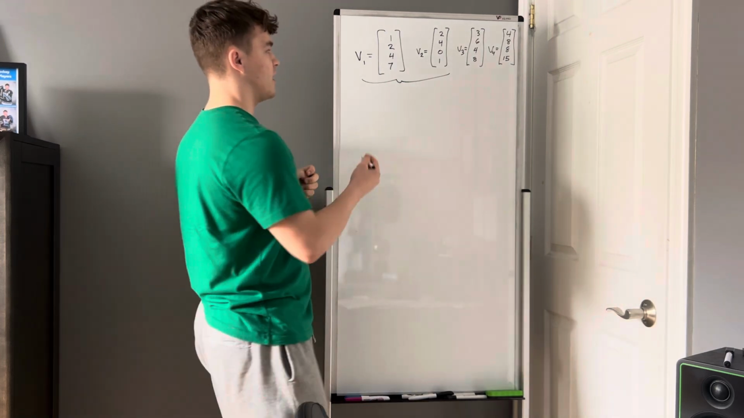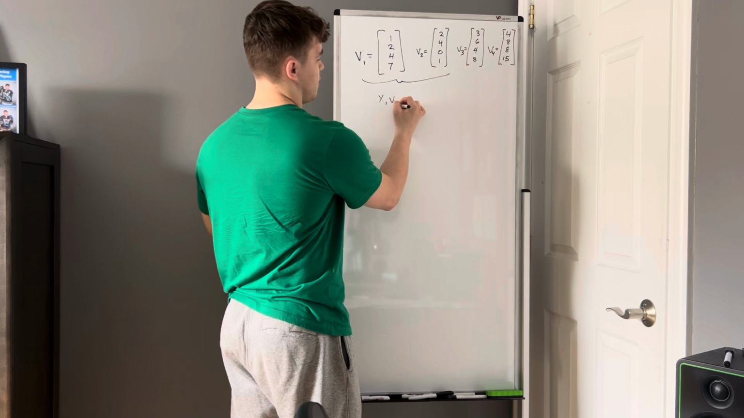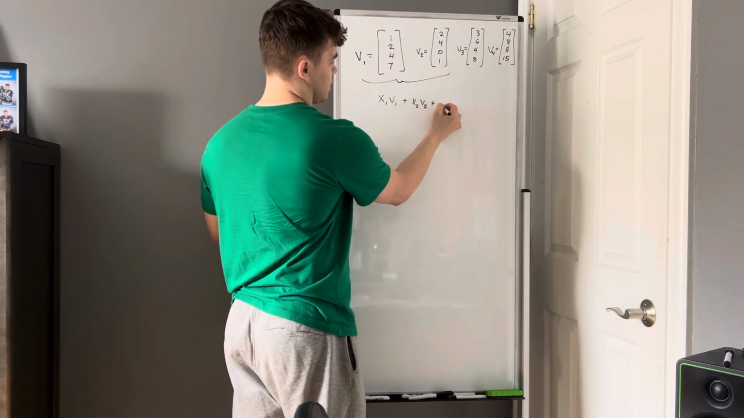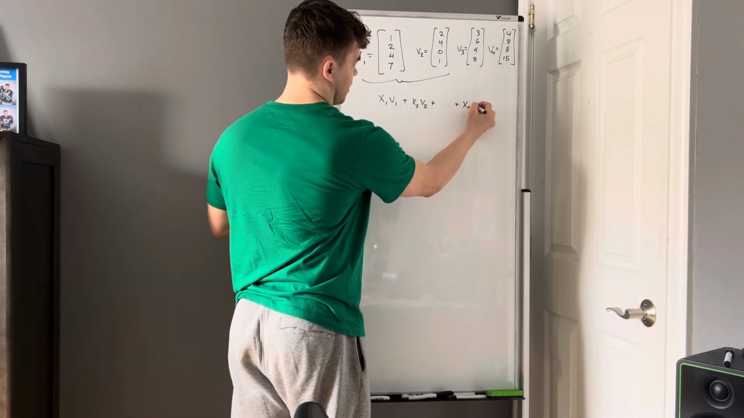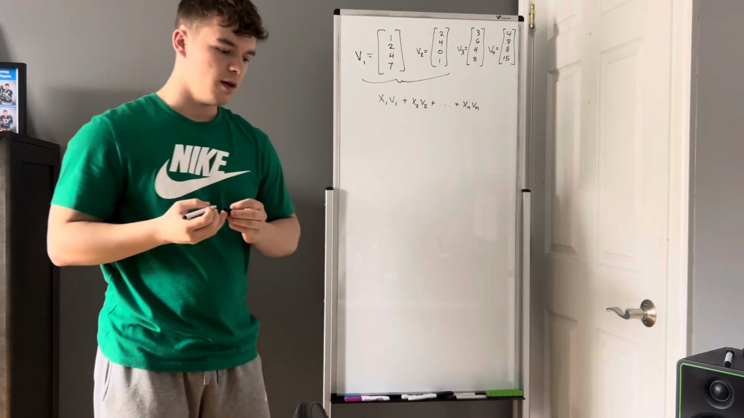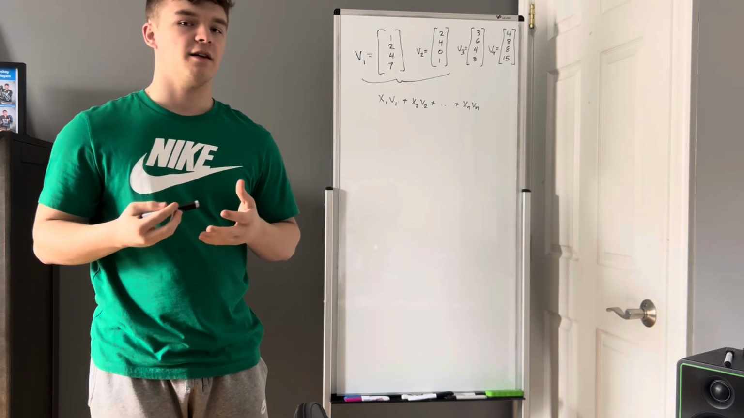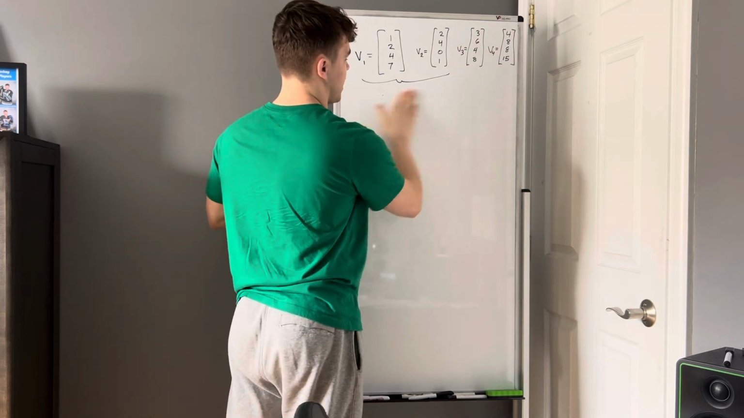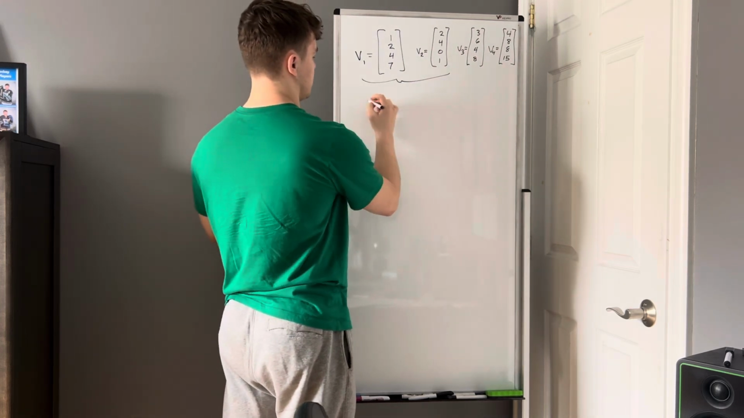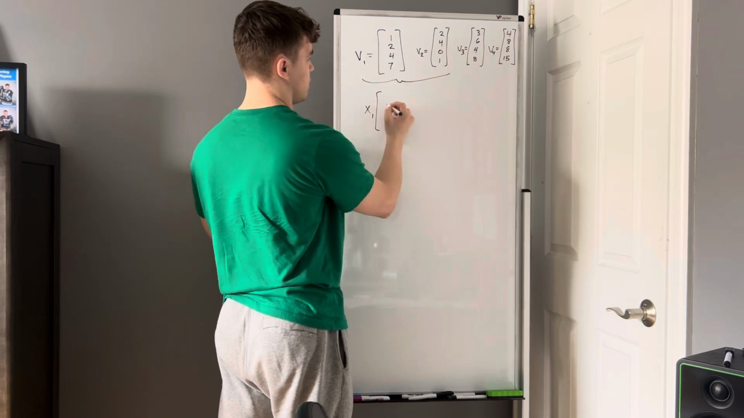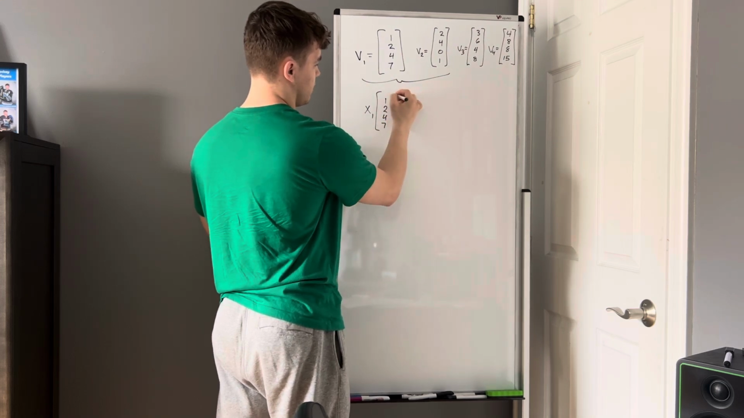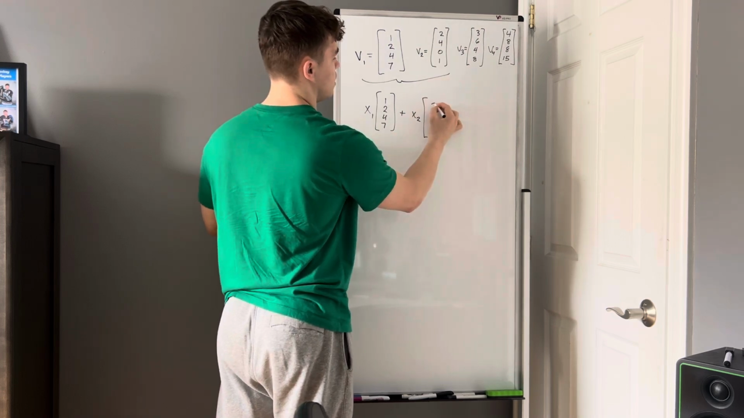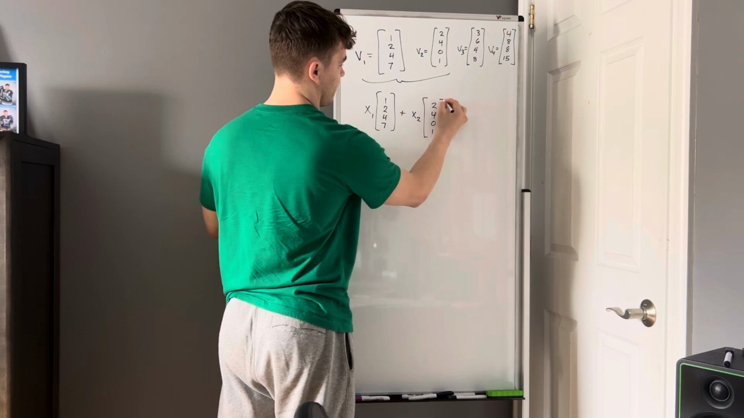So the span of a set of vectors is given by x1 v1 plus x2 v2 plus dot dot dot plus xn vn. So the span of this space only takes into account these vectors. So our span is actually just this: x1 times our v1, (1, 2, 4, 7), plus our x2 times (2, 4, 0, 1).